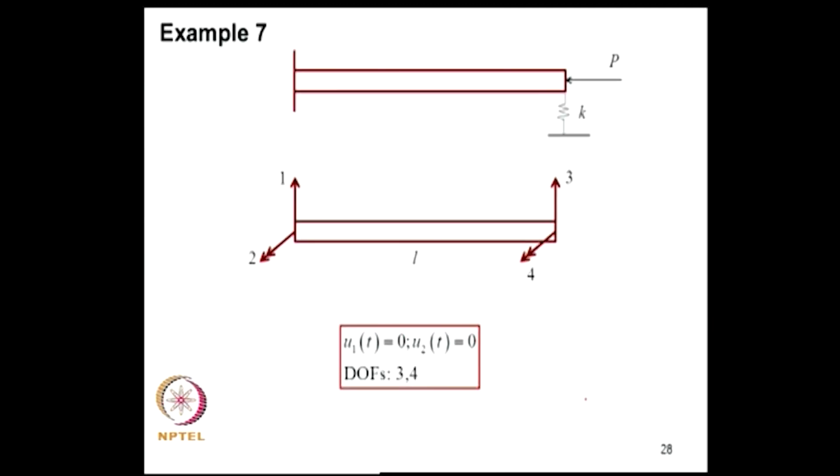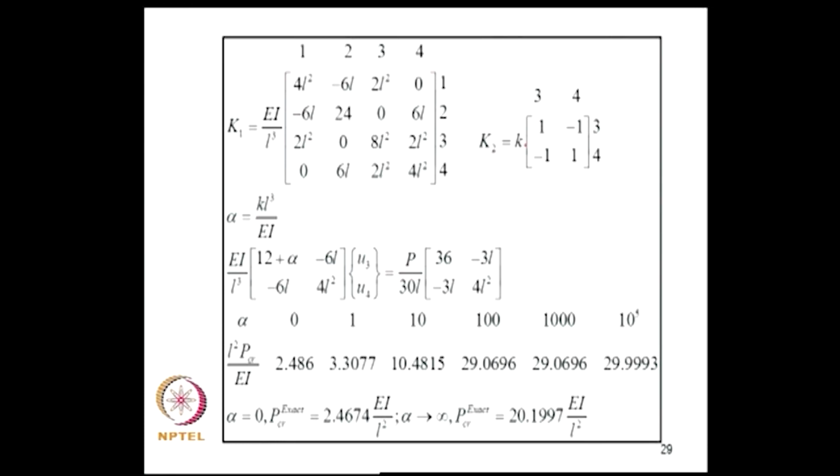Now, one more example. Suppose there is a cantilever beam which is mounted on a spring and a load P is applied. We discretize; there are two elements now, the first element is a beam and the second element is a spring. The first element is discretized using a single element with two nodes, U1 and U2 are 0, and I basically have degrees of freedom 3 and 4. 3 is also the degree of freedom shared by K. So, I construct the elastic stiffness matrix and the geometric stiffness matrix, and when we assemble, I use a notation alpha as KL cube by EI, and I get this equation.